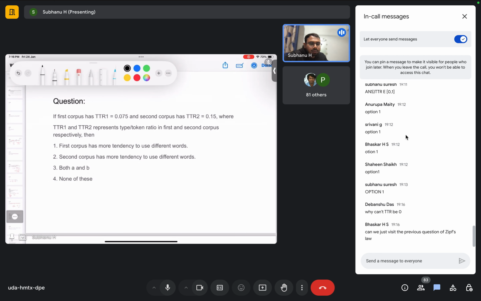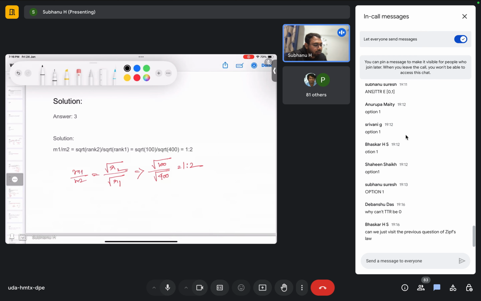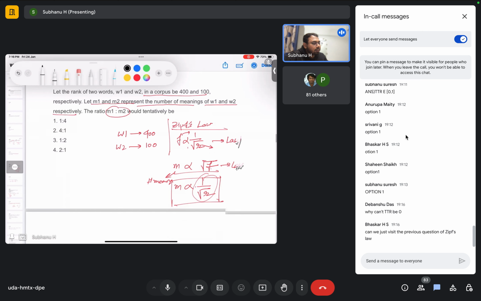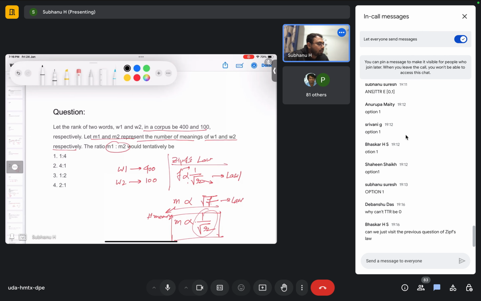Can we just visit the previous questions of Zipf's law? Yes, why not, we can visit. This is the question of Bhaskar. So this was law 1, F proportional to 1 by R.